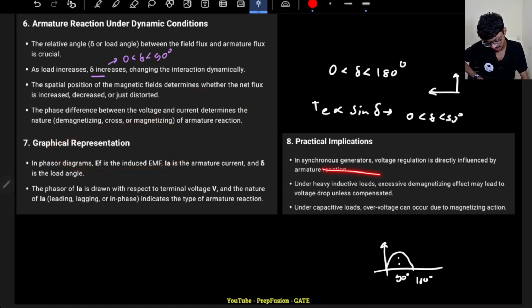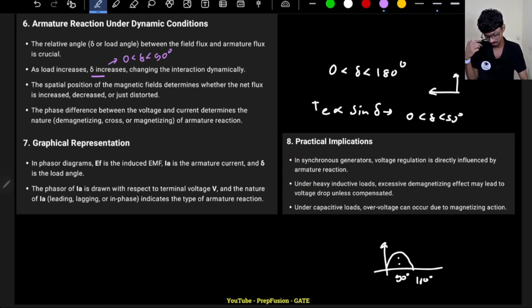Graphically, we have already represented everything. In a synchronous generator, voltage regulation is directly influenced by the armature reaction. We will see how it is influenced, because depending on the type of load, the induced EMF can change, and the voltage drop across the armature resistance and the leakage reactance will change. So the terminal voltage can vary. All this we'll learn. Today I'm just giving you an overview.